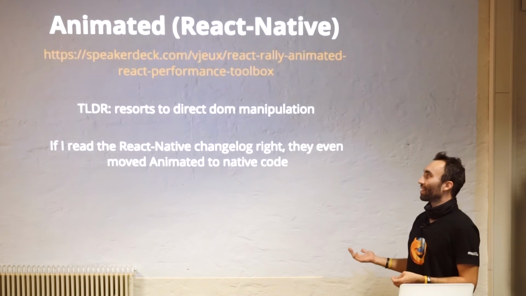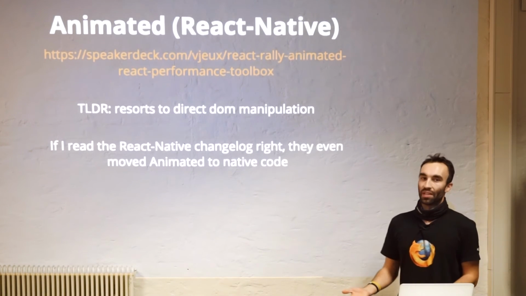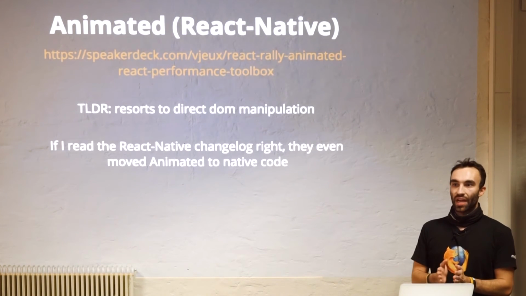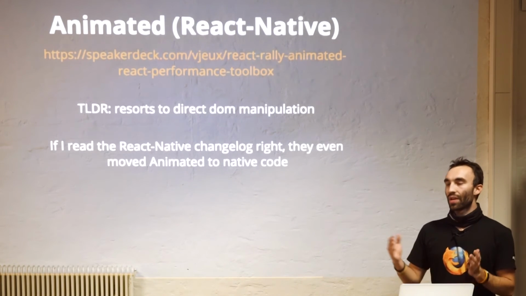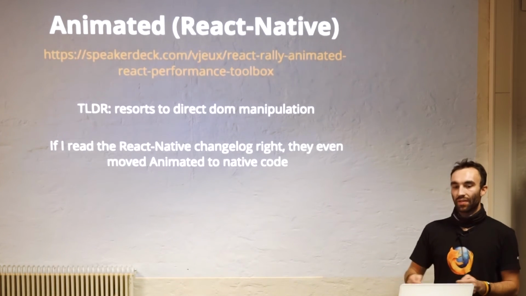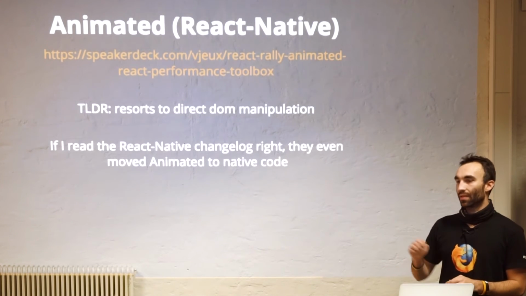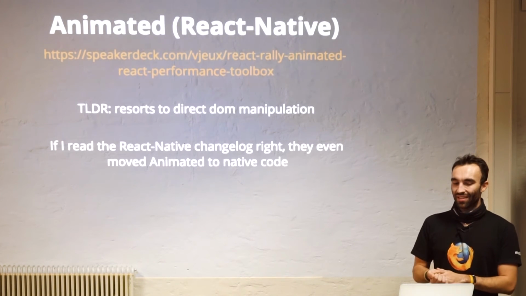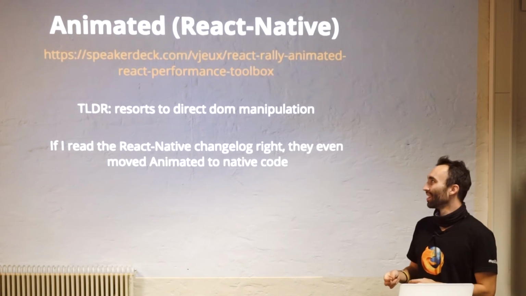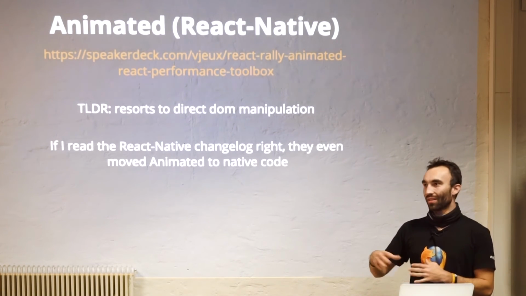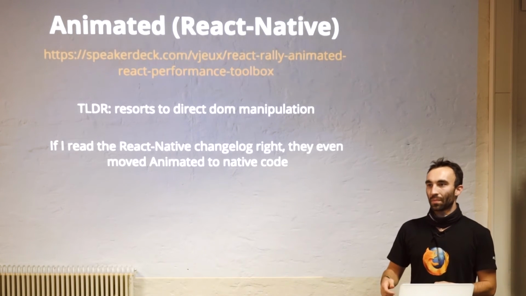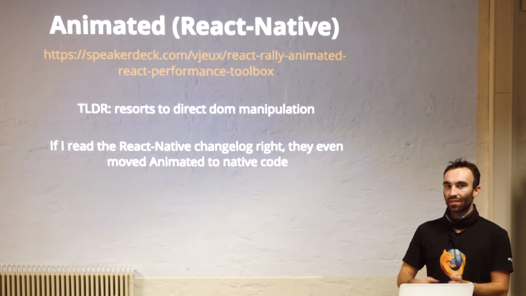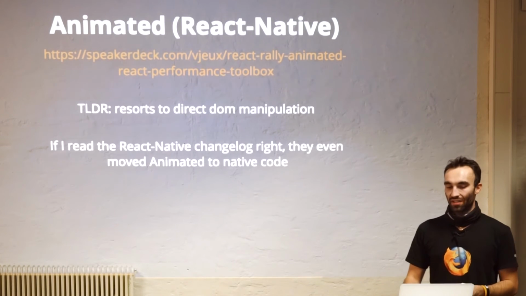And the key point here is they basically resorted to direct DOM manipulation. So instead of changing the state on React components and having the whole React component recreate the virtual DOM, they are completely sidestepping this issue and doing direct DOM manipulation. And if I read the React Native changelog correctly, they even moved the whole animated component to native code. So if I interpret it correctly, they even do value tweening and value interpolation in native code and not in JavaScript.